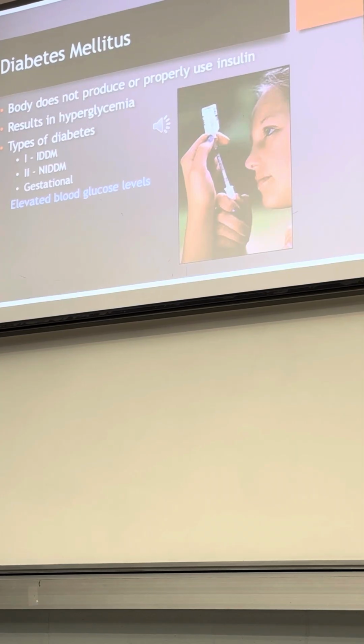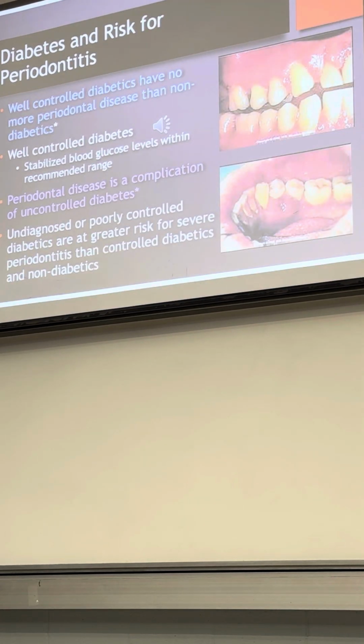Anyway, so the common factor for all of those is that elevated blood glucose level. That is the common denominator there. All right, diabetes as a risk for periodontitis. Well-controlled diabetics have no more periodontal disease than non-diabetics. That's important to remember. If we can get their levels good, again, by diet and exercise, they don't have any more periodontal destruction than others.